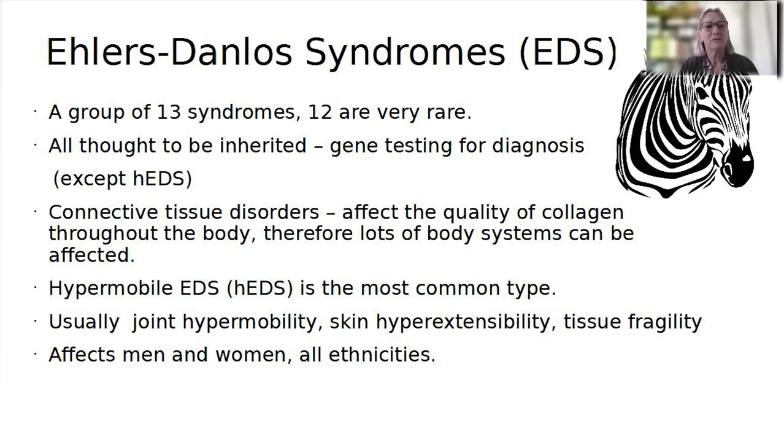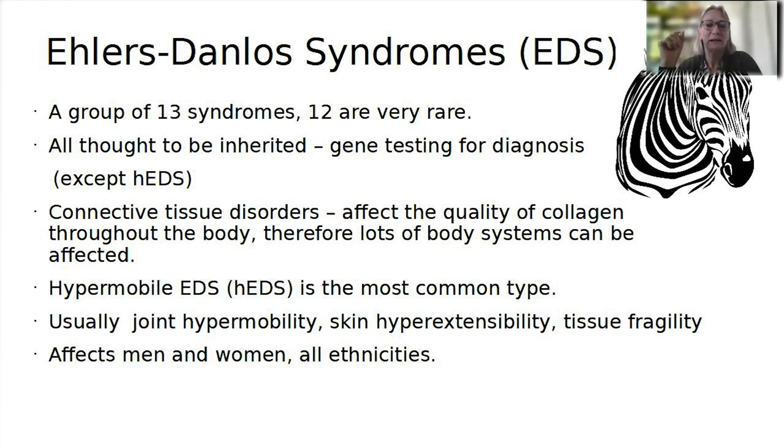So now we move on to thinking, what is EDS or Ehlers-Danlos Syndromes and hypermobility spectrum disorders? What's the difference? Well, Ehlers-Danlos syndromes are a group of about 13 syndromes. Some people say there's 14, and most of these are very rare. The most common is hypermobile EDS. About 80 to 90% of people have that kind of EDS, and that's the one that we'll be really talking about today.